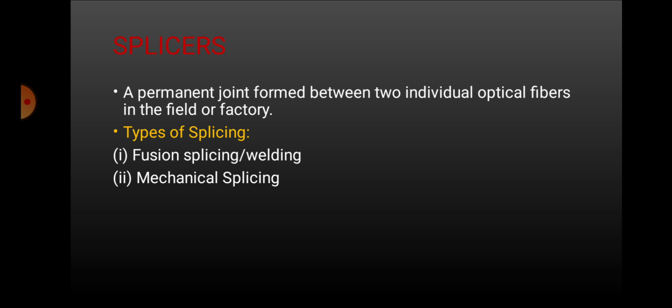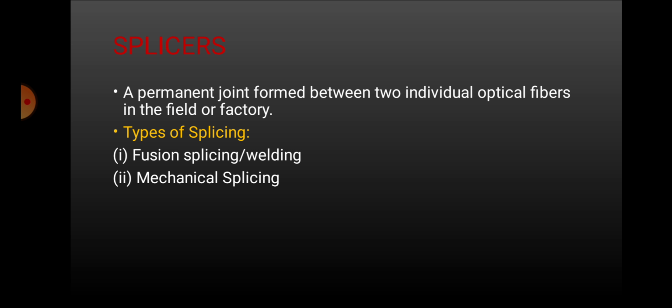Next one is the splicers. A permanent joint formed between two individual optical fibers in the field or factory is known as a fiber splice. Splicing is necessary to establish long-haul optical fiber links where smaller fiber lengths need to be joined and there is no requirement for repeated connection and disconnection. The types of splicing are fusion splicing or welding, and mechanical splicing.